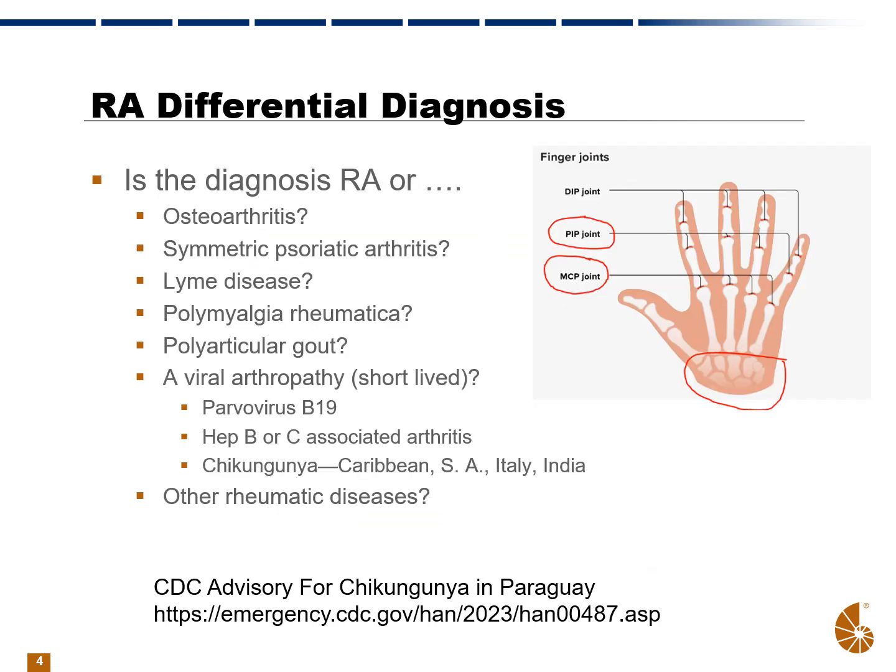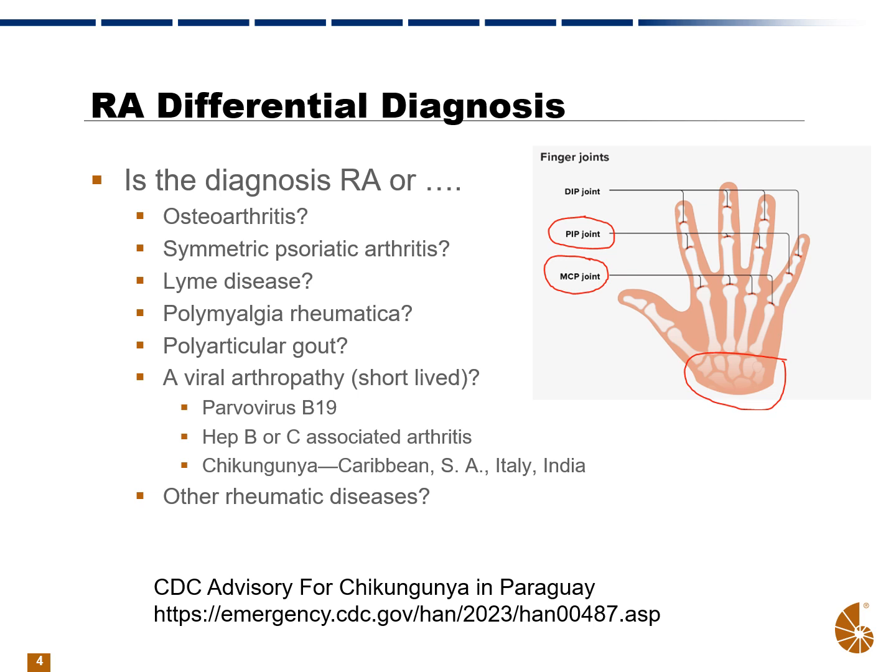So the differential diagnosis of rheumatoid arthritis, the other diseases that you'd like to eliminate as possible causes: osteoarthritis, symmetric psoriatic arthritis, Lyme disease, polymyalgia rheumatica or gout, and then the viral arthropathies that I mentioned, which are probably more short-lived, like parvovirus, hepatitis B or C, which may be long-lasting and cause a viral arthropathy, chikungunya, which is present in a larger number of places now, including the Caribbean, and then other rheumatic diseases.